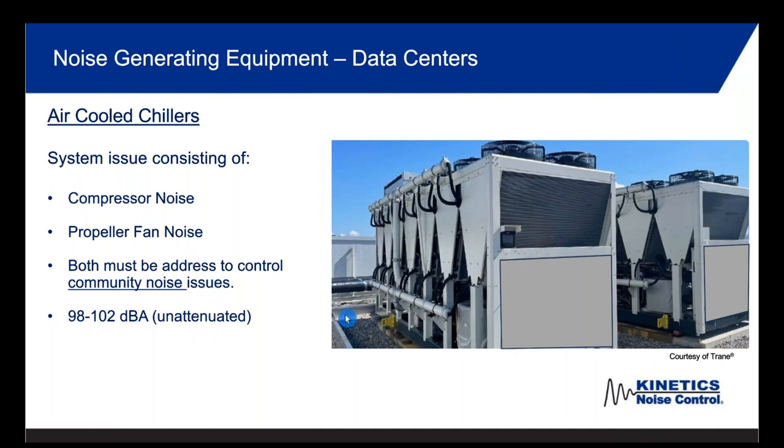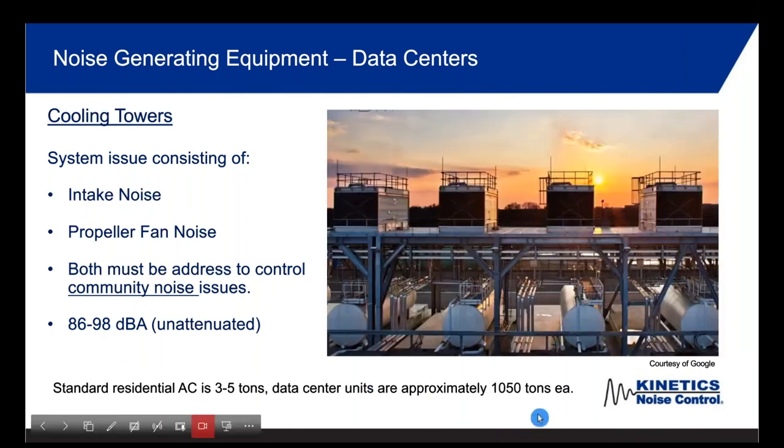Unattenuated, at these units, maybe a meter away, you're looking at about 98 to 102 dBA. Depending on how far away the property line is, and natural attenuation and distance effect, you might need to quiet these down. The next thing is cooling towers.